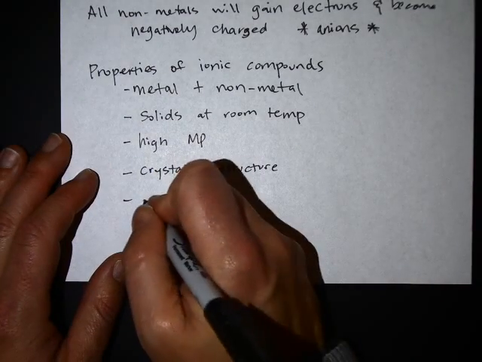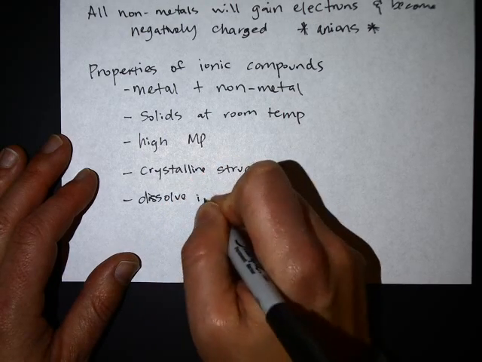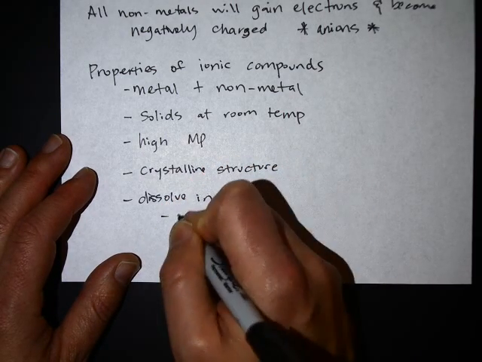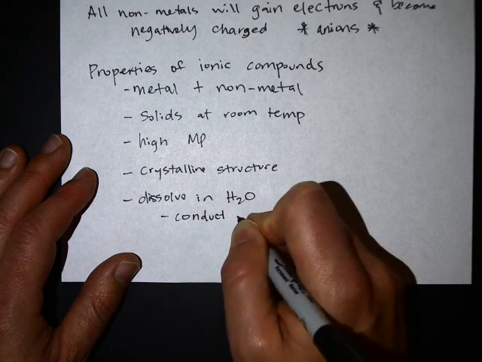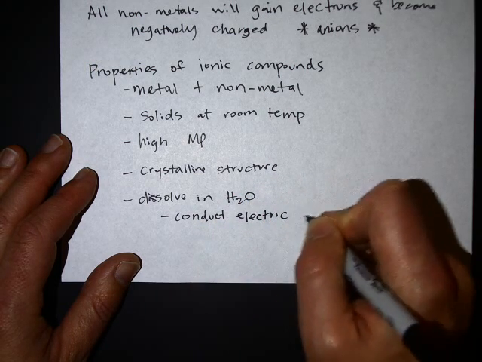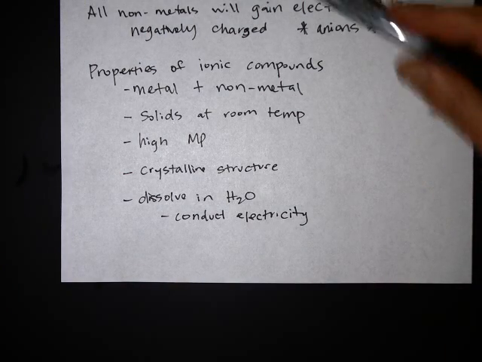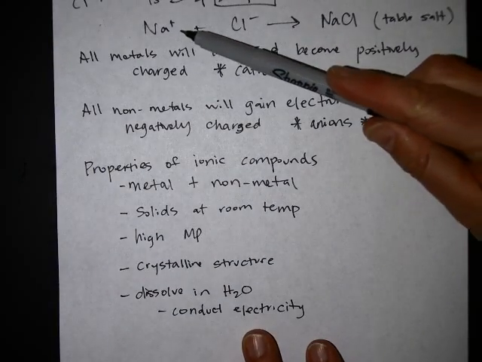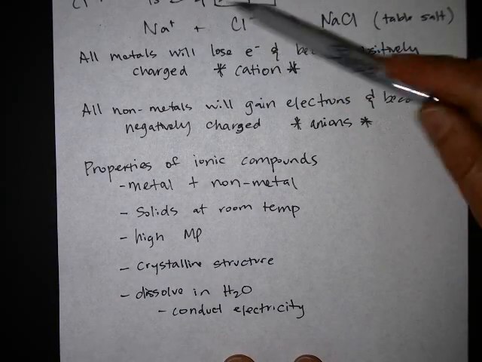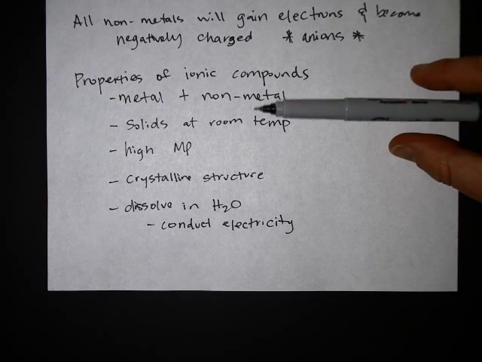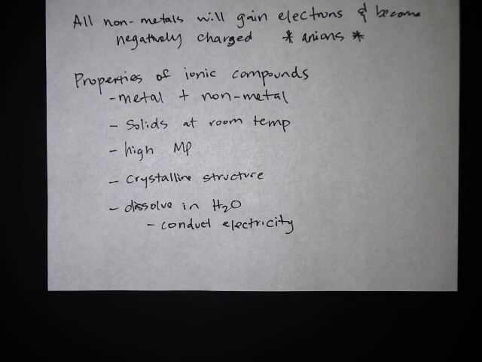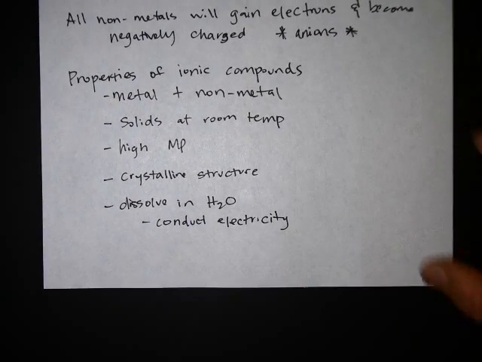They also dissolve really well in water. And when they do that, they conduct electricity. Why do they conduct electricity? Because this is positive and negative. That's dissolved in the water now, and so that water will conduct electricity. Okay, so that's most ionic compounds. They're metal and non-metal. They're solids at room temp. They have high melting points. They have crystal structures. They dissolve in water and conduct electricity when they do so.